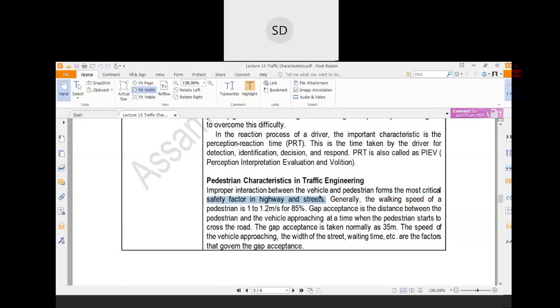Generally, the walking speed of a pedestrian is considered as 1.1 to 1.2 meters per second for 85% of the cases. This value is required for the design of different pedestrian elements. Now, in pedestrian movement analysis, one important term is gap acceptance.